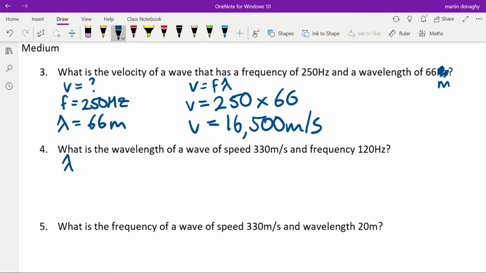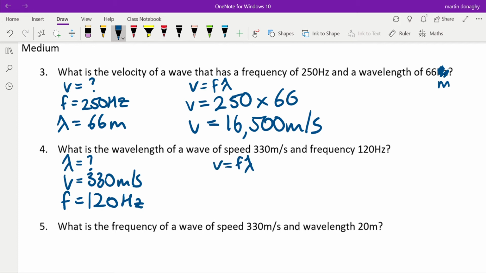Next one, what is a wavelength? So this time we're trying to find lambda. I'm going to do a bit of rearranging here. Wave of speed 330 meters per second if the frequency is 120 hertz. Write out your equation. Always do that because it'll be worth marks. Put in your values if you know it. We know what v is, so that's 330 equals f 120 times lambda.